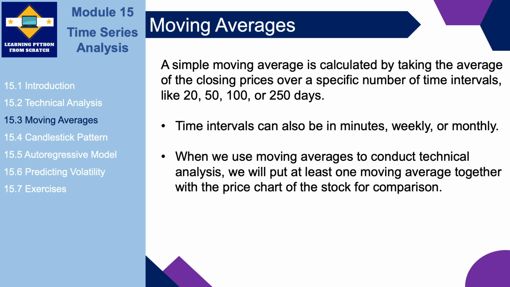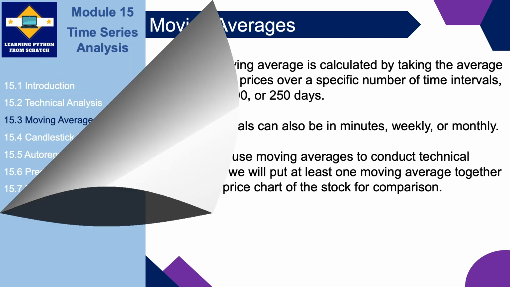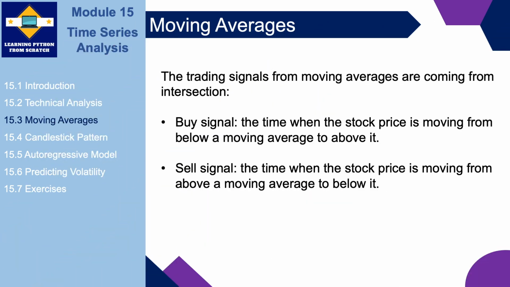When we use moving averages to conduct technical analysis, we will put at least one moving average together with the price chart of the stock for comparison. The trading signals for moving average are coming from intersection. Buying signal means the time when the stock price is moving from below a moving average to above it. Sell signal means the time when the stock price is moving from above a moving average to below it.